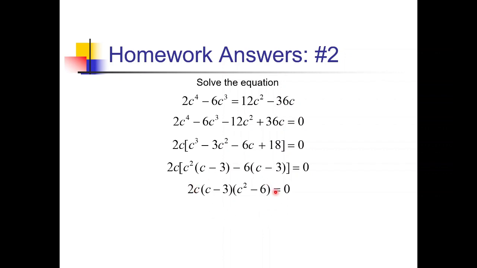If 2c equals 0, then c equals 0. If c minus 3 equals 0, then c equals 3 is another solution. If c squared minus 6 equals 0, we can say then that c squared equals 6 if we add that to the other side. Then we square root both sides, and we end up with c equals, don't forget your plus or minus, radical 6. Which we can't simplify any further.